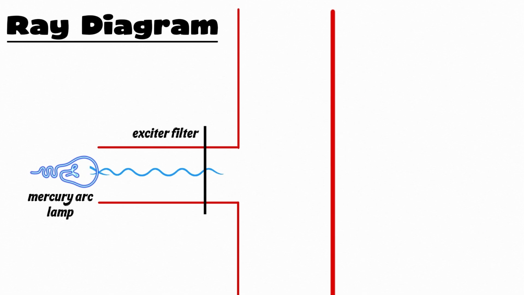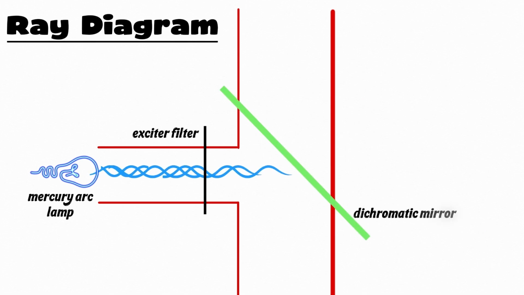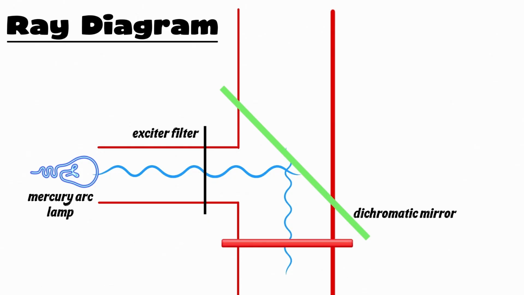The selected light next reaches the dichromatic mirror. The term dichromatic simply means that it works with two different wavelength ranges. It reflects the short wavelength excitation light downward while allowing longer wavelength fluorescent light to pass through. The reflected excitation light then travels through the objective lens and is focused onto the specimen.